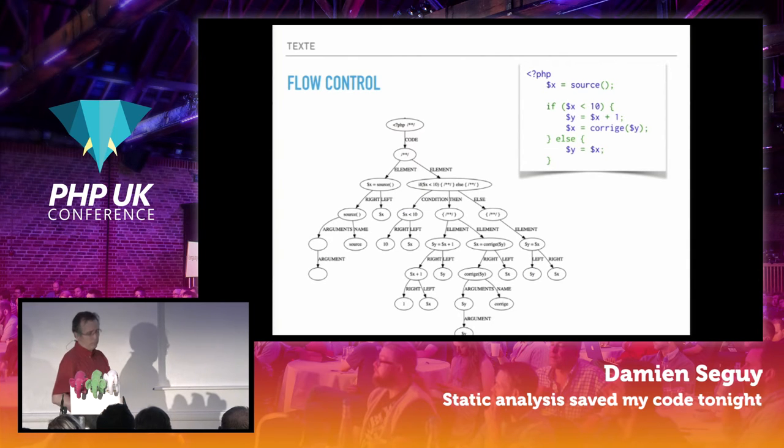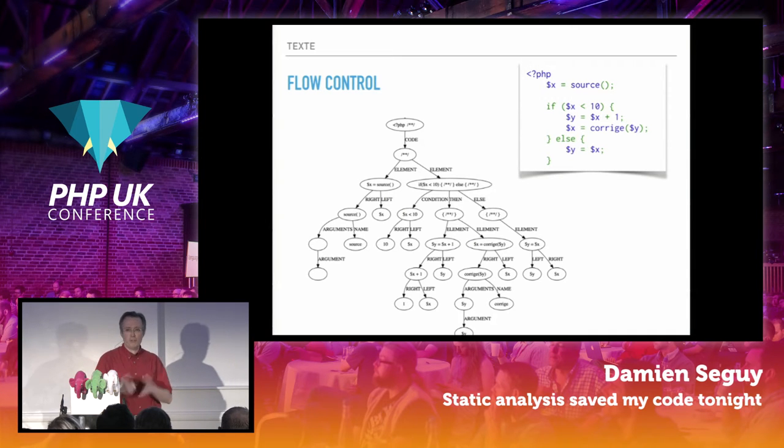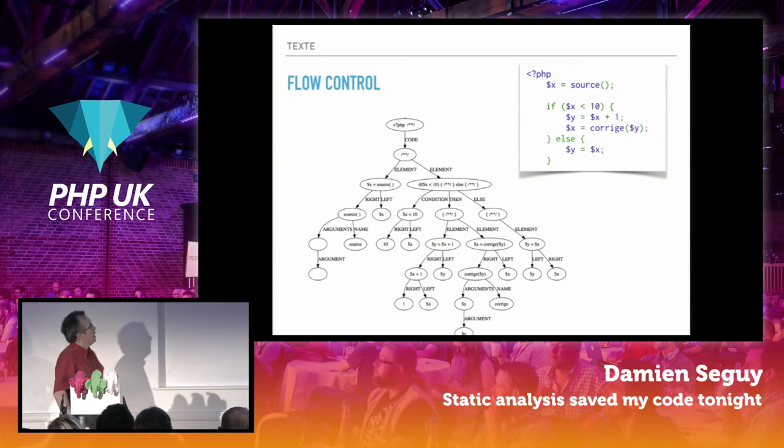Here is another example. Again, pardon my French, the slides are in French at that moment, so probably you're going to learn something. Here is a very little script. There is a source that's there, and then there is an if. The if has two branches, which means that you should not navigate both of them at the same time.